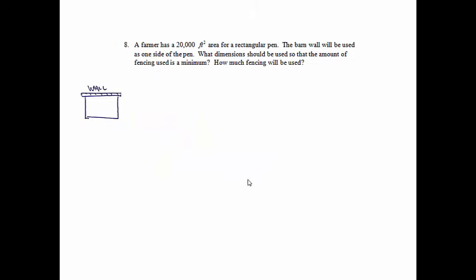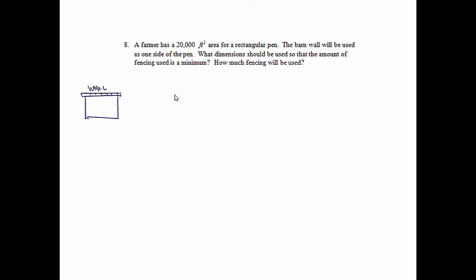Okay, number 8. A farmer has 20,000 feet squared area for a rectangular pen. The barn wall will be used as one side of the pen. What dimension should be used so that the amount of fencing used is a minimum, and how much fencing will be used? So, first thing we want to do, draw a picture.